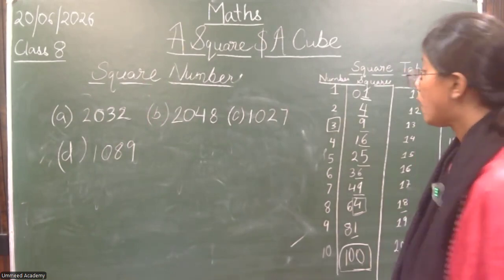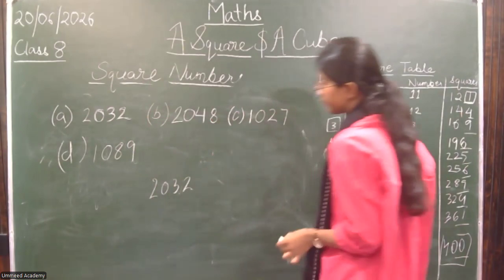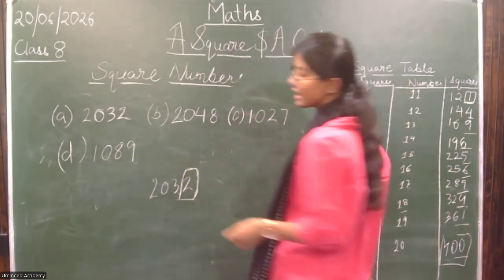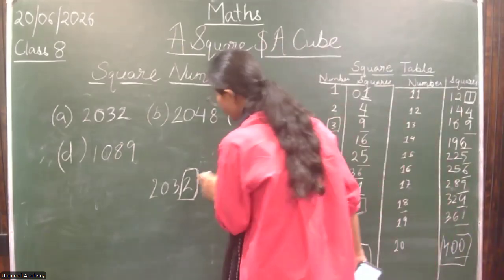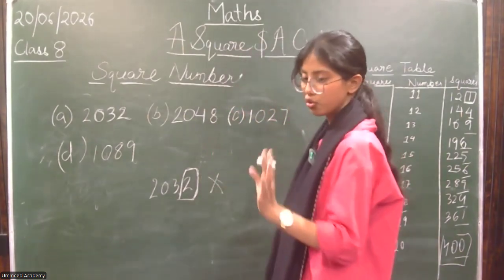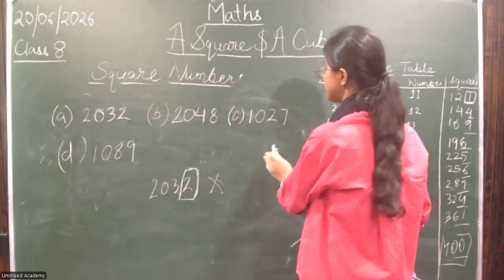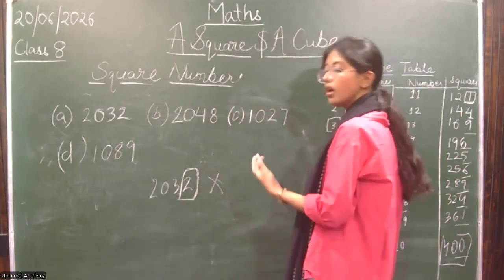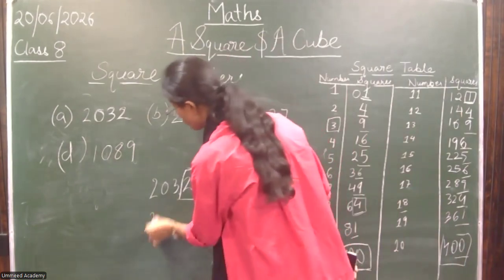No, ma'am, because its unit digit is 2. Yes, it ends with a 2. It has 2 at its unit place, so it can never be a perfect square. Quickly we eliminated this one. ये eliminate हो गया quickly, because अगर हमें अभी नहीं पता होता तो हम कितने numbers multiply करते. But now we know that if a number is ending with 2 at its unit place, it can never be a perfect square. Okay, now 2048.